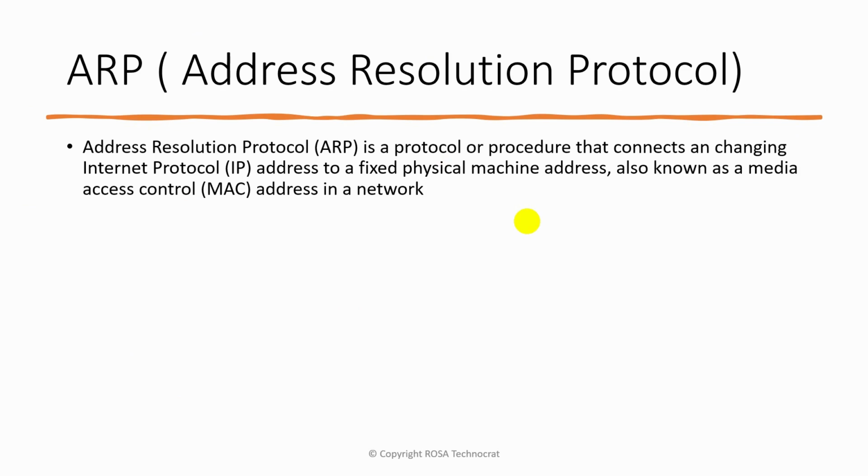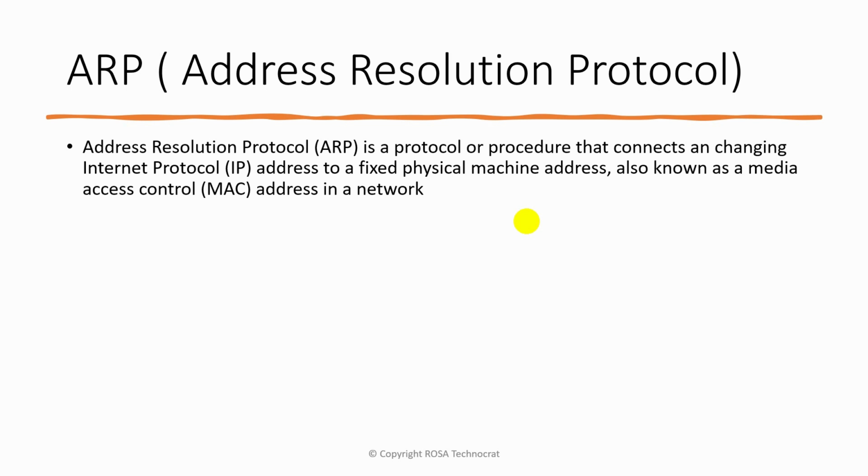Just to give you a quick summary, I'm not going to define what ARP is, how ARP works, or go more into the protocol, but I will be giving you information based on troubleshooting. But just to give a summary, what is ARP? ARP is a protocol or procedure that converts an IP address to a fixed machine address, or you can say from an IP address to a MAC address, also known as media access control address, in a network.